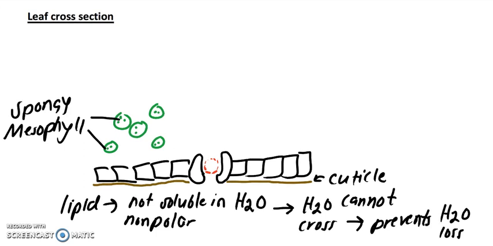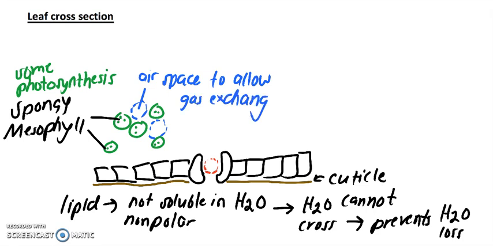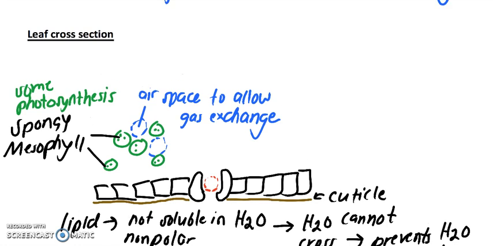Those little green dots I drew are chloroplasts. So you can say here that some photosynthesis occurs here. But the fact that they're not tightly packed allows gas exchange to occur. So notice these air spaces. We call this an airspace, to allow gas exchange.